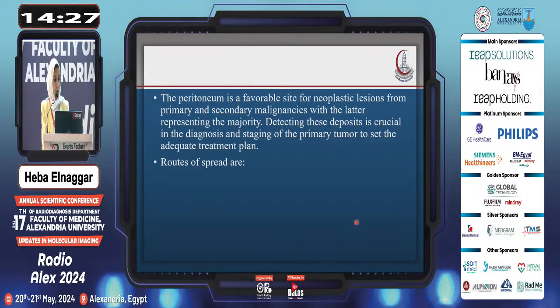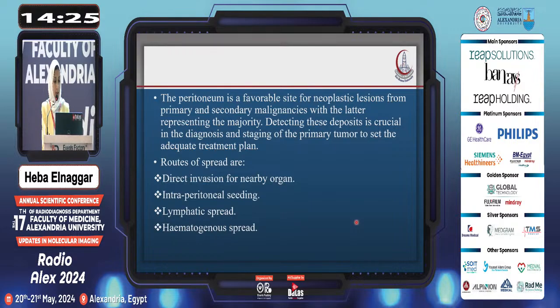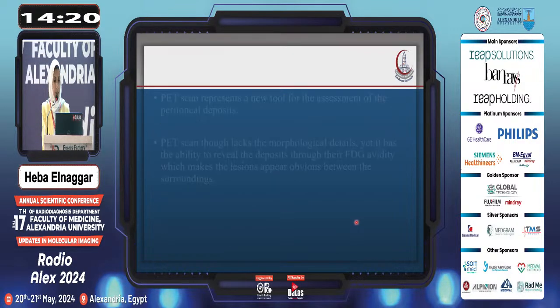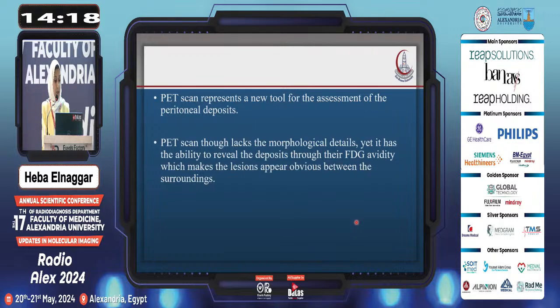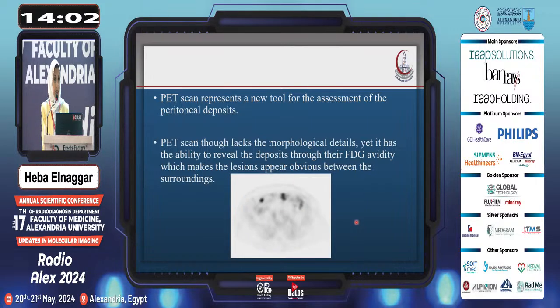As we all know, the routes of spread are through direct invasion from nearby organs, intraperitoneal seeding, lymphatic, and hematogenous spread. PET-CT represents a new tool for the assessment of the peritoneal deposits, and though it lacks the morphological details, yet it has the ability to reveal the deposits through their FDG avidity, which makes the lesion appear obvious between the surroundings. As we can see here in this MAC image, the peritoneal deposit is obvious and clear with its avidity and FDG uptake.